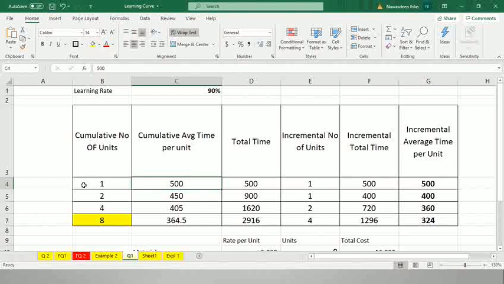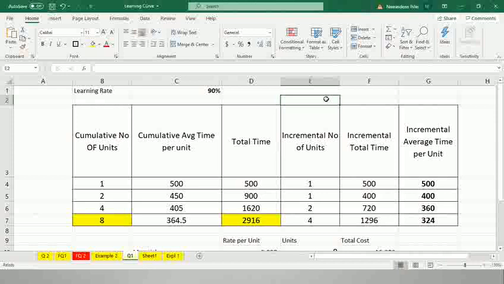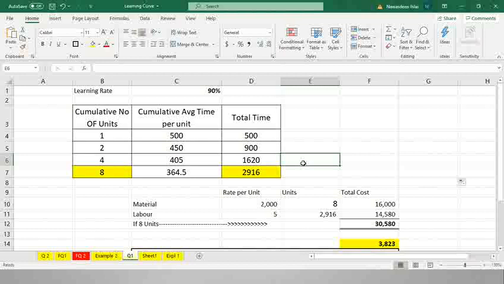So they are asking us to find the total cost of 8 units, which means if you are producing 8 units, per unit we need 364.5 minutes. If you are producing 8 units, this will be our total time. So the labor hours used will be 2916. So this information only we needed. These are the additional information I have computed, so you can go through. According to this question, this information is enough.